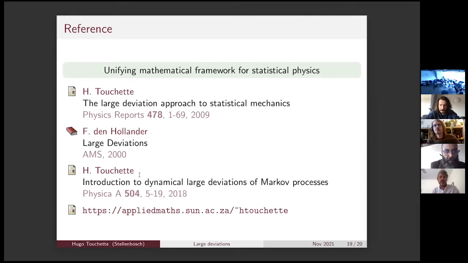And if you're more on the physics side, then I've written lecture notes for a summer school I went to in 2018, and it was published in Physica A. This one focuses more on Markov processes, so the long time limit and how this relates to a spectral problem. And I'll stop here. Thank you for your attention.